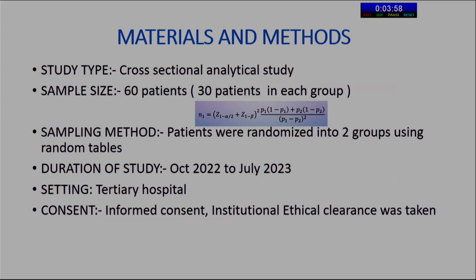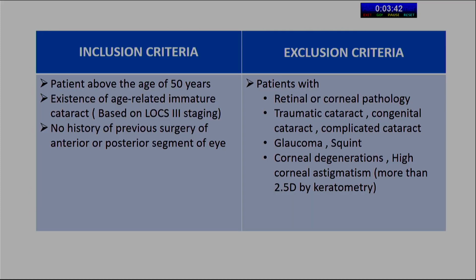My study type is a cross-sectional analytical study, including 60 patients, 30 patients in each group, and patients were randomized into 2 groups using random tables, and the study period is October 2022 to July 2023. Informed consent was taken and the study was done in a tertiary hospital.